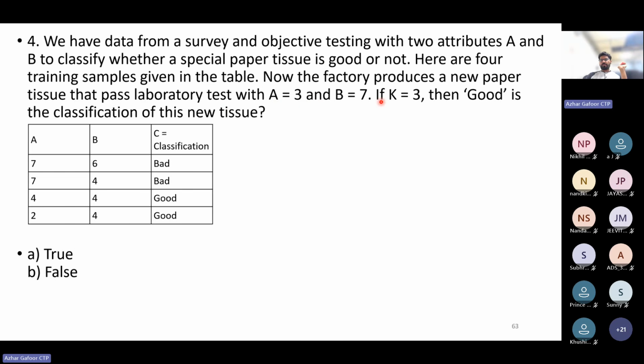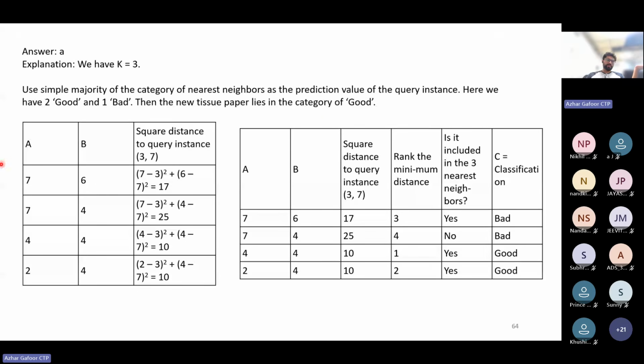Then in our KNN, we are choosing K equal to 3. Then good is the classification of this tissue. So how to see this? We have a new tissue paper where A is equal to 3 and B is equal to 7. What we have to do is either plot it and see which are the three nearest neighbors, or do it mathematically.